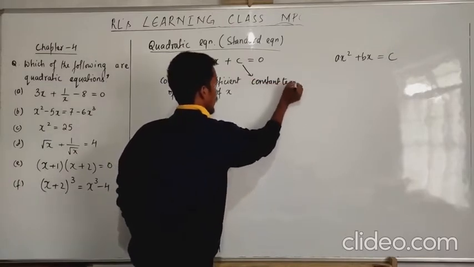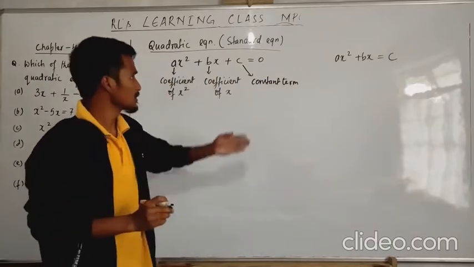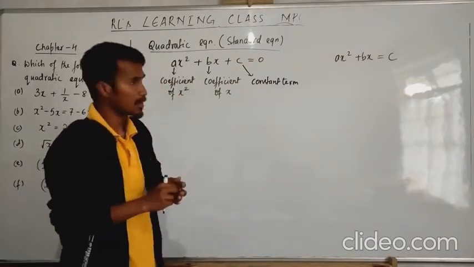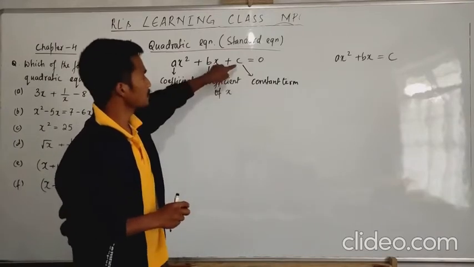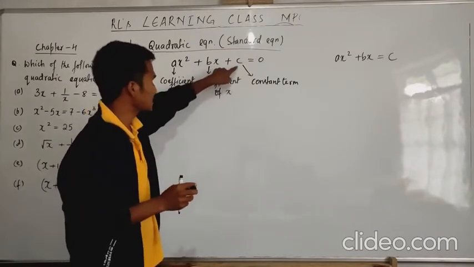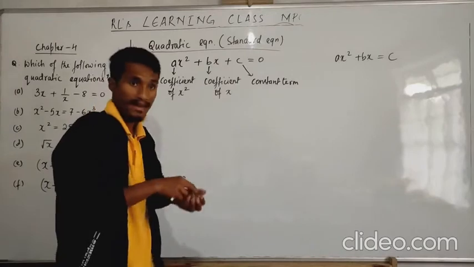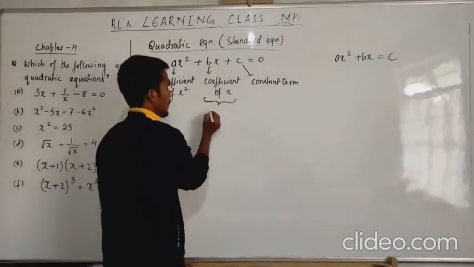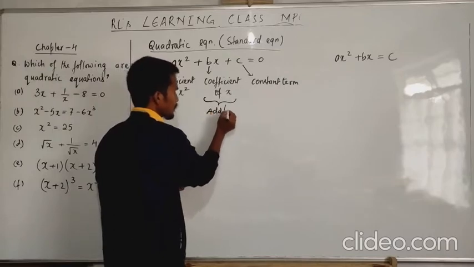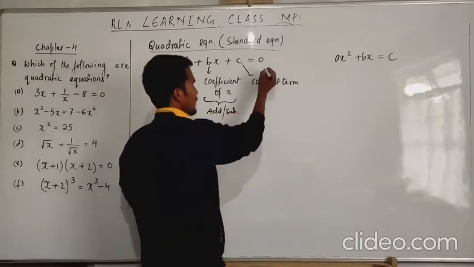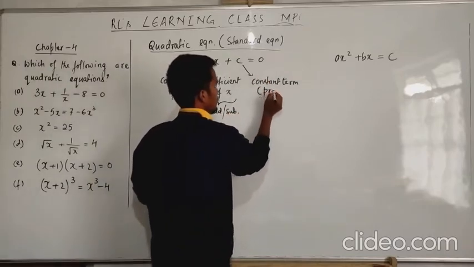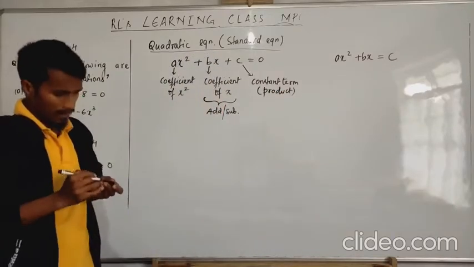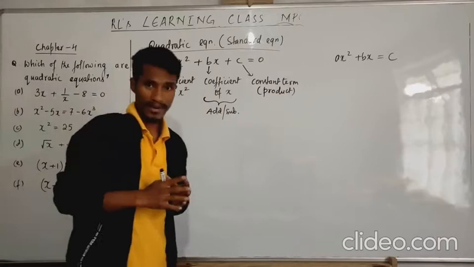Constant term. In the last video I called this the product term. When we do any factorization, we find the two numbers which, when multiplied, give this, and when added or subtracted give this b. That's why I called that part the addition or subtraction part, and this part the product term. Now, this will be the general equation of a quadratic.